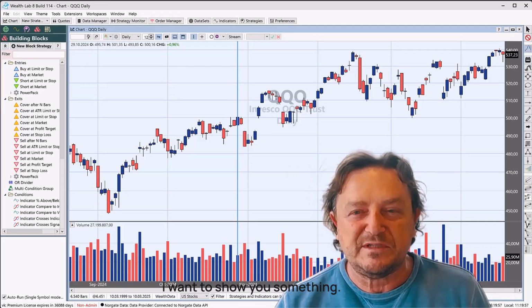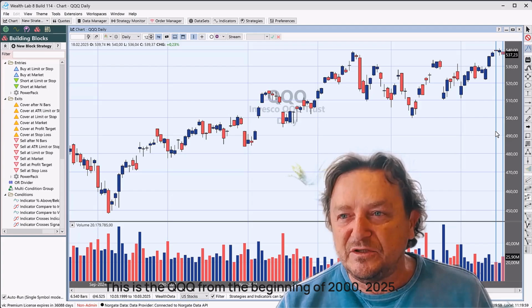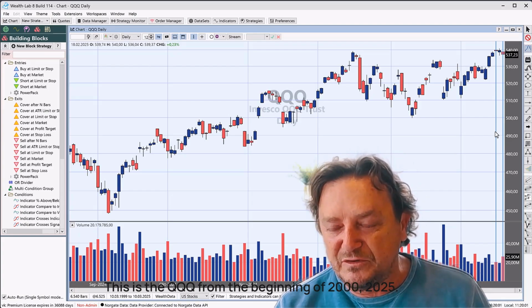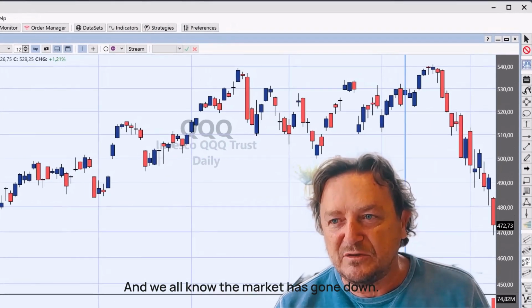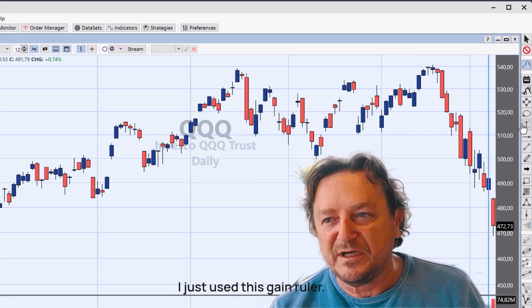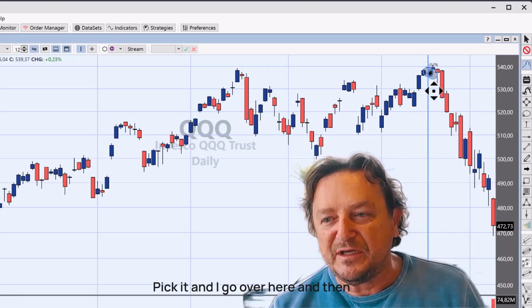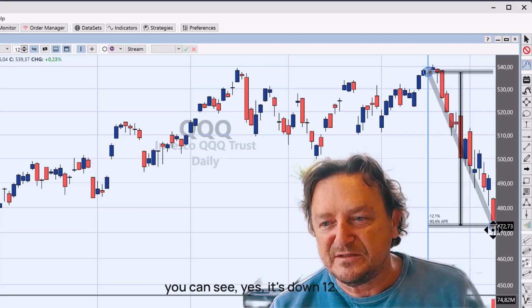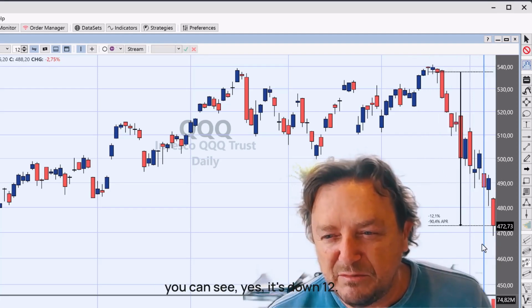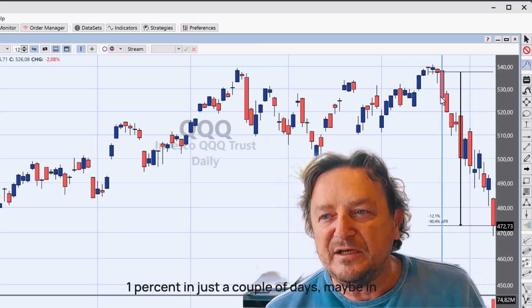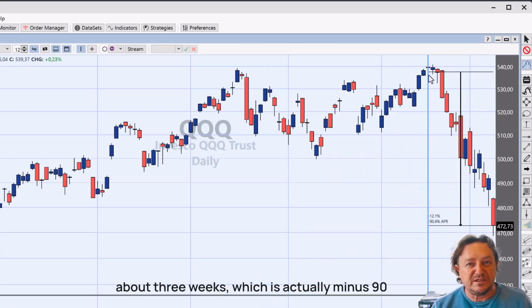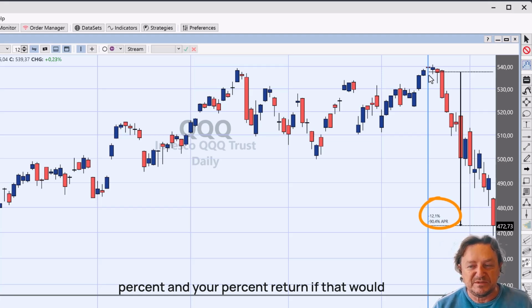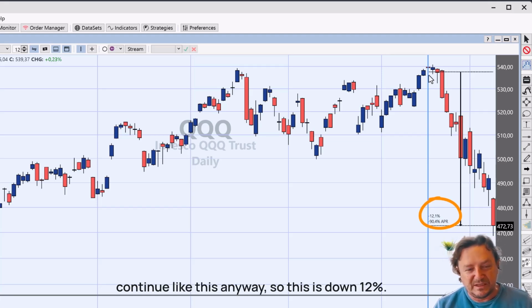I want to show you something. This is the QQQ from the beginning of 2025. And we all know the market has gone down. How far down was the market? I just use this gain ruler, pick it, and then go over here. And then you can see, yes, it's down 12.1% in just about 3 weeks, which is actually minus 90% annual percent return if that would continue like this. Anyway, so this is down 12%.